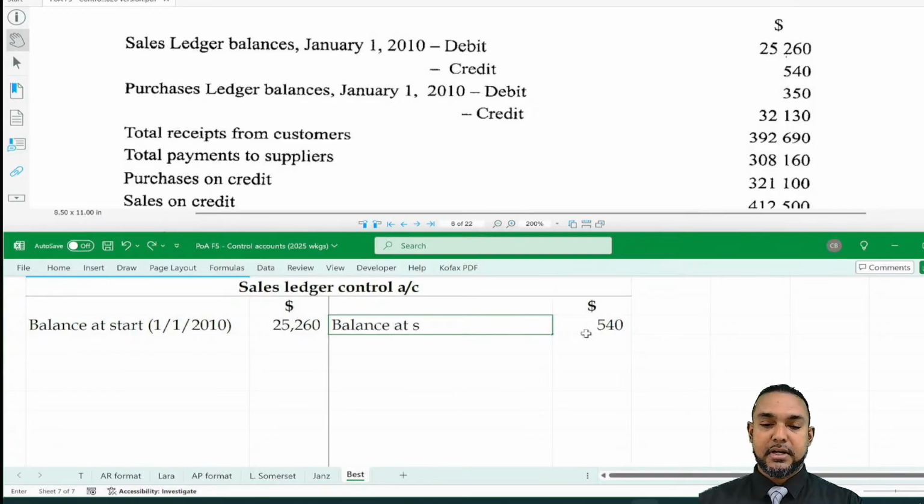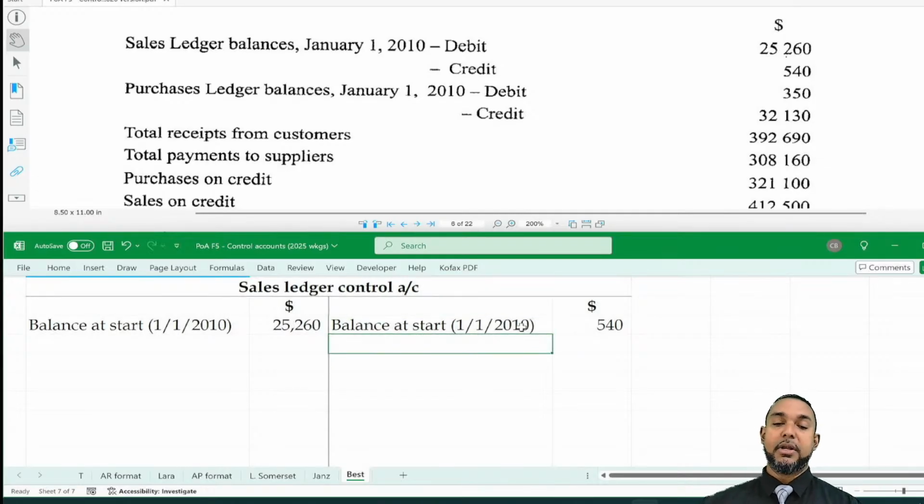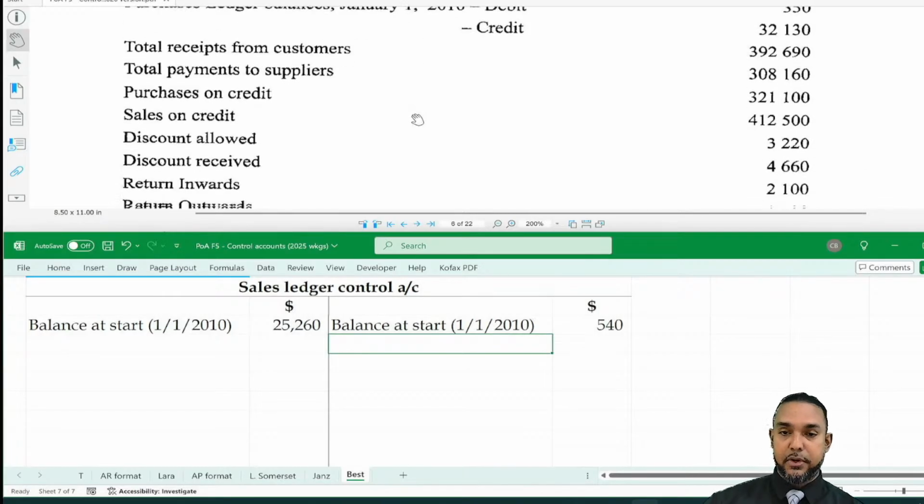So balance at start, right? And again, I'm only putting the dates here because I didn't put a date column. You don't have to put them there, right? Now, we're ignoring anything that does not have to do with the sales ledger control account, with our debtors. So when it says, say, purchases ledger balances, we're ignoring that for now.